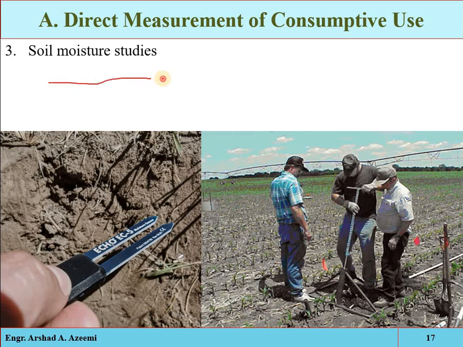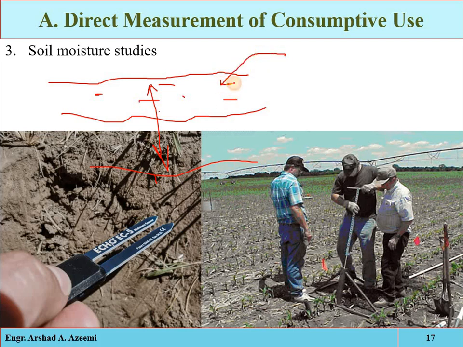Okay, this method applies when the soil surface is fairly uniform, the soil condition is uniform, and the groundwater level is too far below, so that its fluctuation may not affect the moisture content at the root zone. So simply, in this method, suppose you have applied the irrigation.